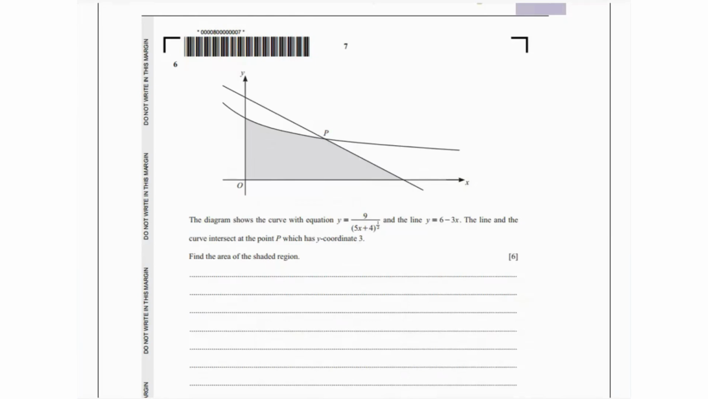So if they're intersecting at point P, we can find the x coordinate of point P first. So we have y equals 6 minus 3x. If the y value is 3, x value is going to be (3 minus 6) over negative 3. 3 minus 6 is negative 3, and we're getting x equals 1, which means over here, x is 1.